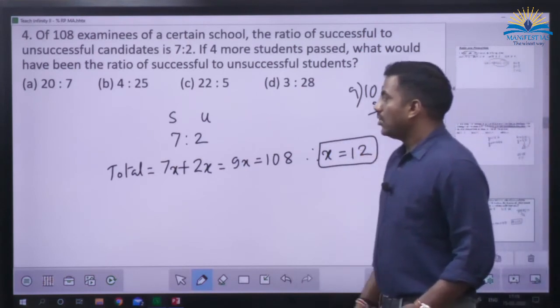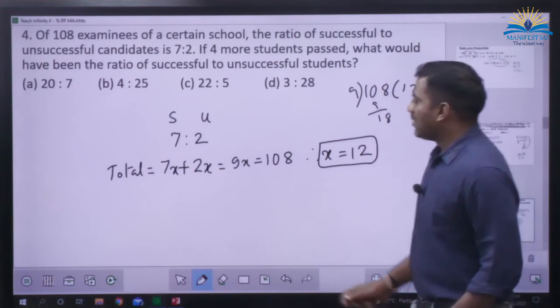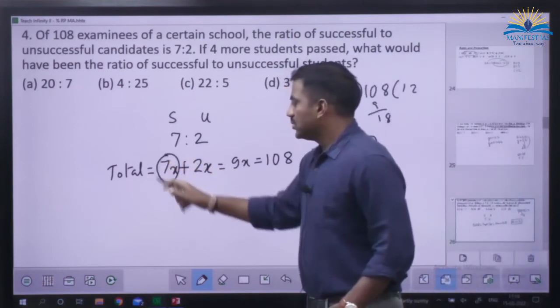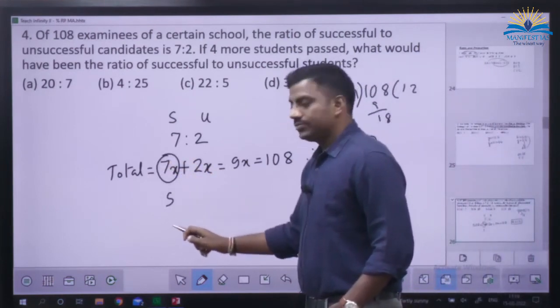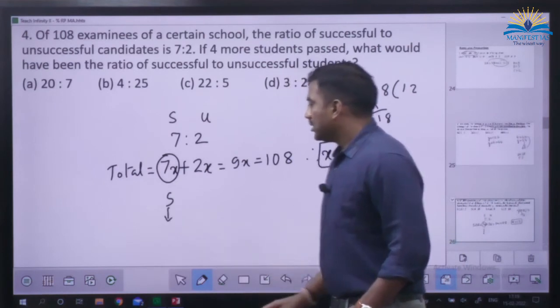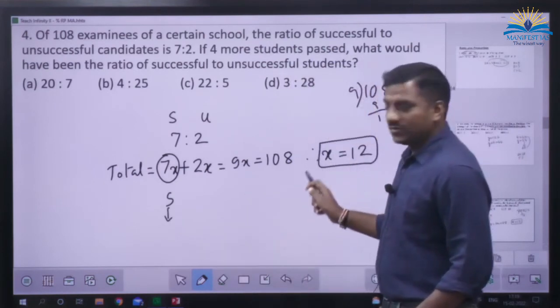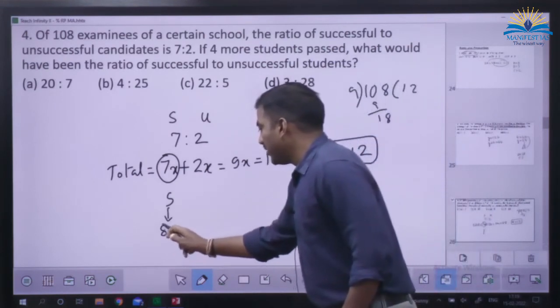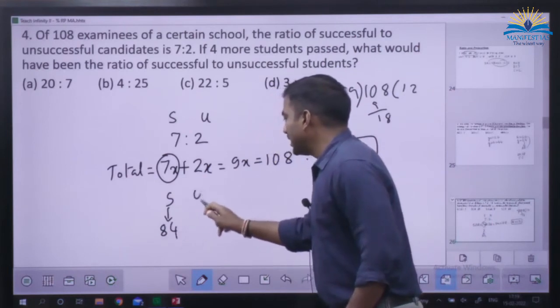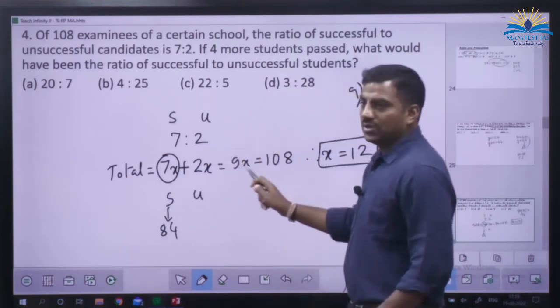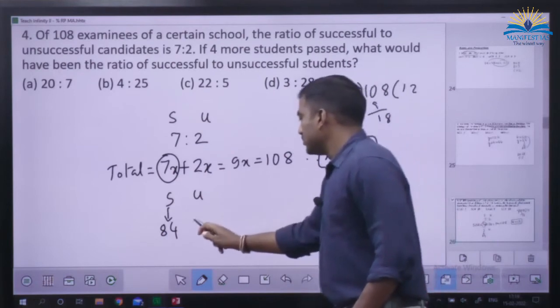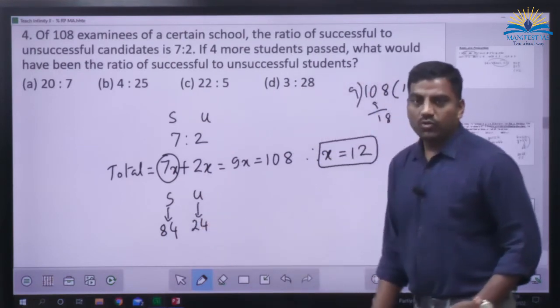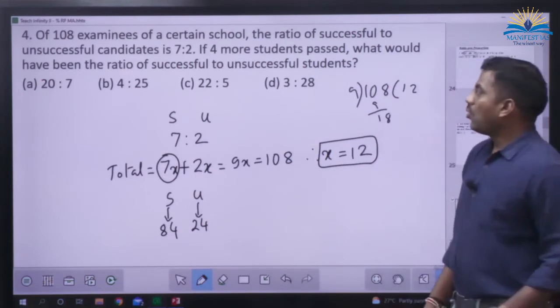Now, what is the value of 7X, the successful candidates? 7 into 12, so that is 84. Unsuccessful candidates, 2X. 2 into 12? 24.